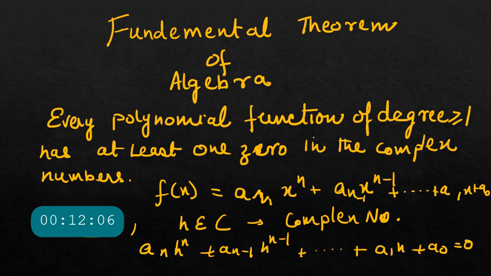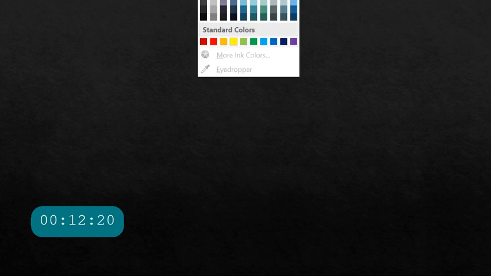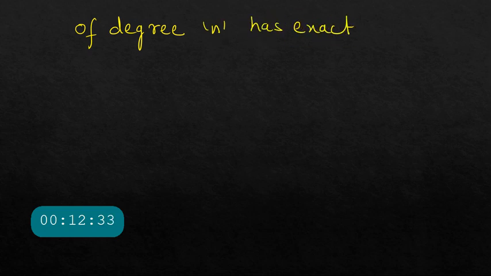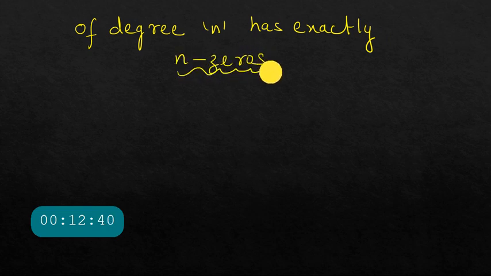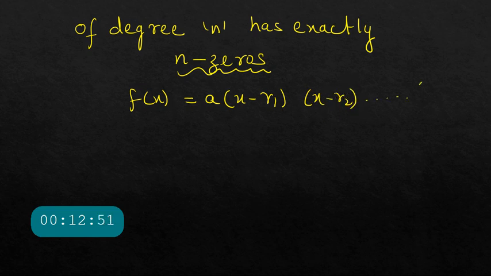Now from this equation, right, it is deduced that a polynomial function of degree n has exactly n zeros, right? That means f of x will be equal to a times (x minus r1)(x minus r2), so on up till (x minus rn), right?